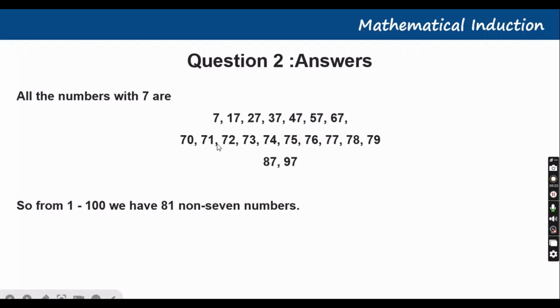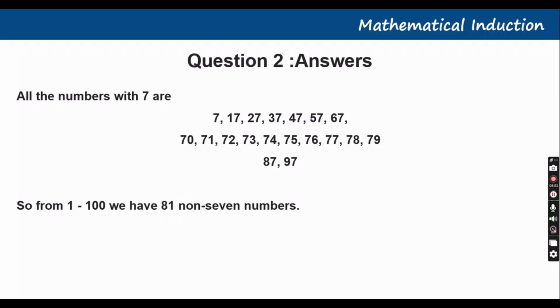And then we forgot that 70, 71, 72, 73, 74, 75, 76, 78, and 79 were included in the numbers that had 7. So we were just counting 7, 17, 27, 37, 47, 57, 67, 77, 87, and 97. That's why we got 90 instead of 81. Do you remember this one?